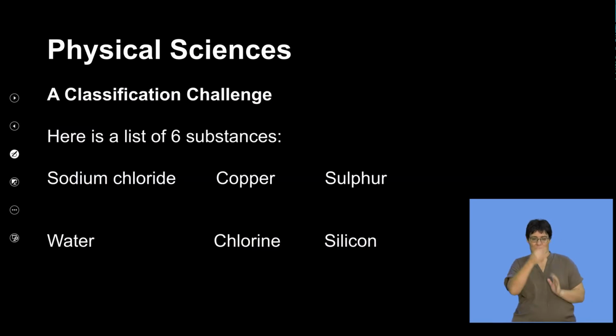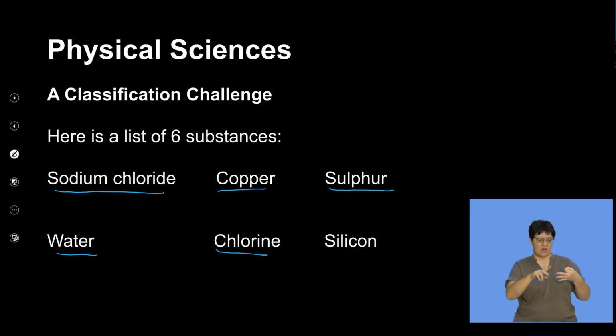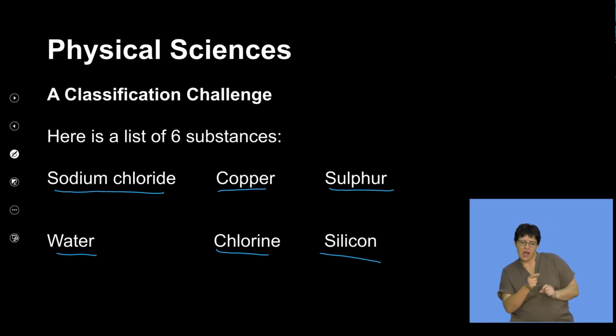Right. Okay, so it's a classification challenge, as I've put it out there. It says here is a list of 6 substances, okay? You can think of them as materials. We've got sodium chloride, that's 1. We've got copper, we've got sulfur, we have got water, we've got chlorine, and we have silicon. So there is a total of 6 substances. So what's going to happen here, I'll be dropping some clues along the way, such that we must identify material or substance X from the 6 that is given.